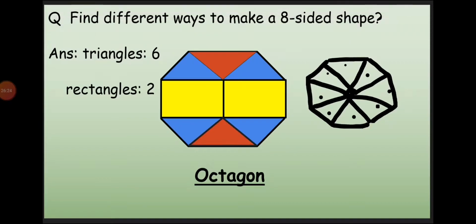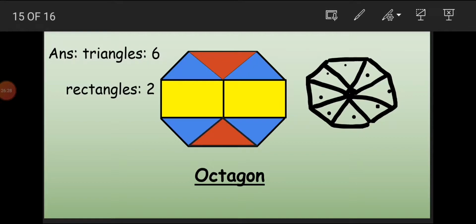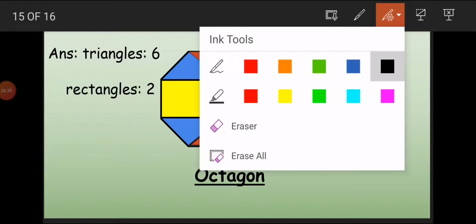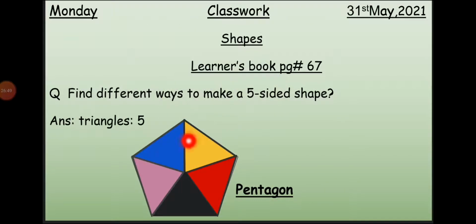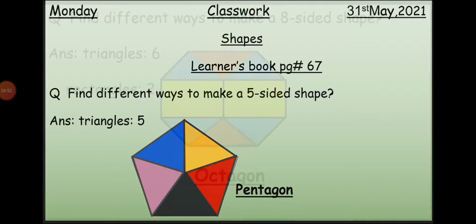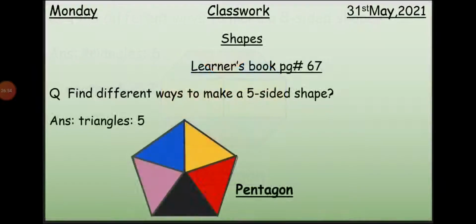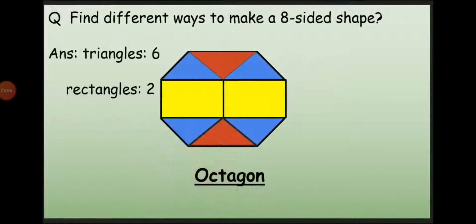And here I used rectangles and triangles. So try it again and again on a rough notebook, and then draw a neat one on your notebook. And please mention which shapes you have used. I have used 6 triangles here, and I have used 2 rectangles here. Please do color these pictures, both of them. And use pentagon and octagon, because the question is about the 5-sided shape and the 8-sided shape.